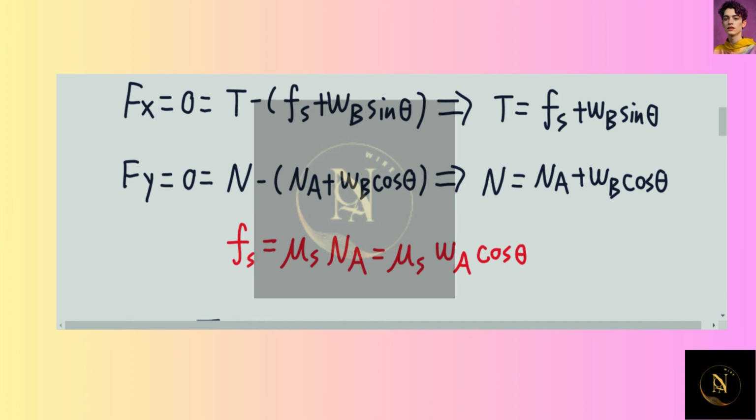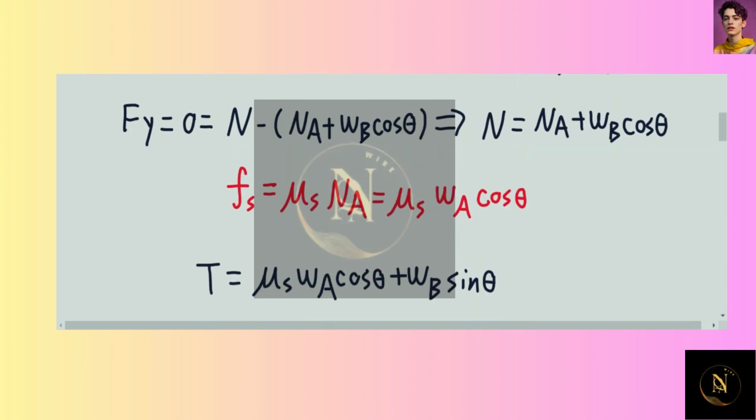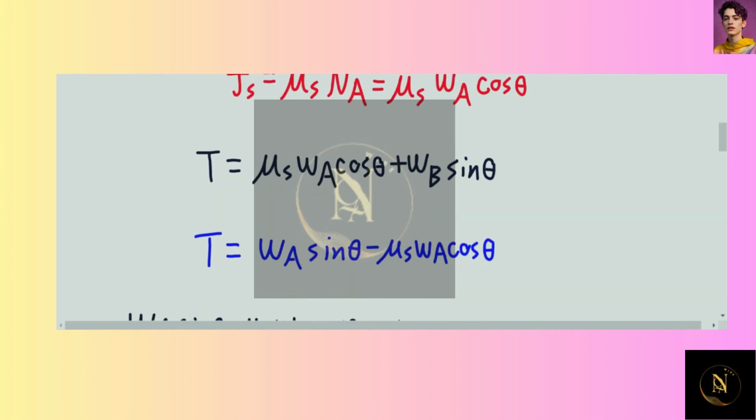Therefore we know the static friction is equal to mu S NA, since there's no coefficient of friction between block B and the surface. So Fs is equal to mu S WA cosine theta. Plugging back in, tension T is equal to mu S WA cosine theta plus WB sine theta. Remember, the tension from block A is WA sine theta minus mu S WA cosine theta, and these two tensions are equal to each other.